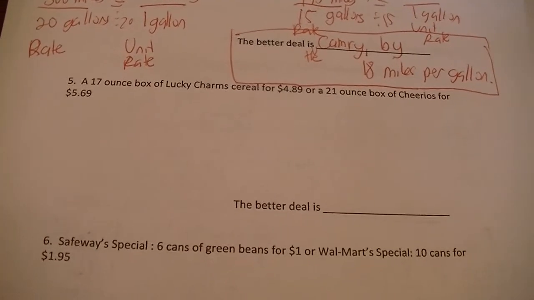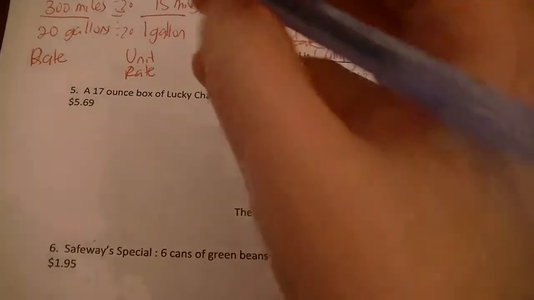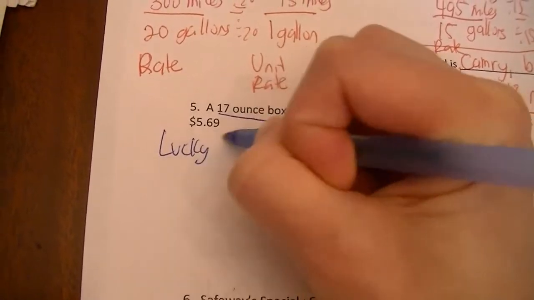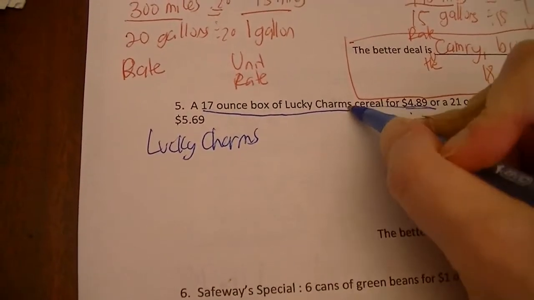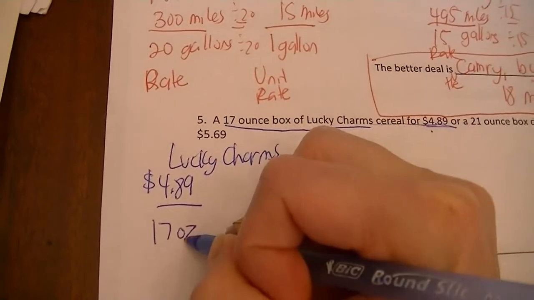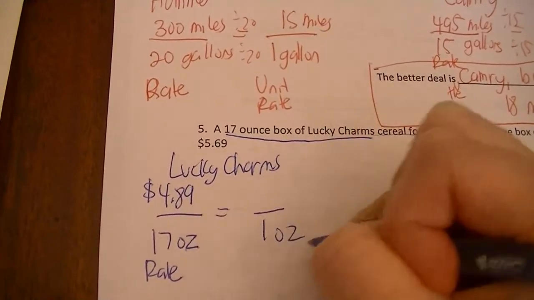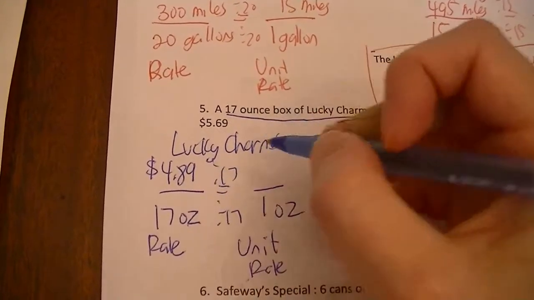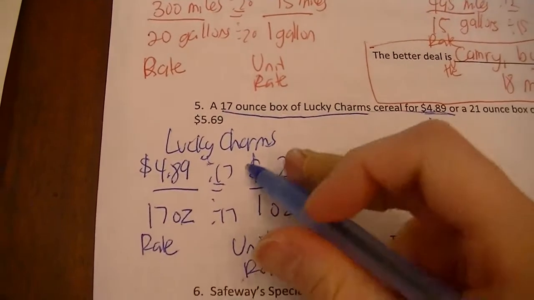We've got a 17-ounce box of Lucky Charms cereal for $4.89 or a 21-ounce box of Cheerios for $5.69. Okay, so set this up. Lucky Charms costs $4.89 for 17 ounces. That abbreviation is for ounces. And that is the rate, and then we must find the unit rate. 17 divided by what number gives you 1? 17. $4.89 divided by 17, and you have to do some rounding here to the nearest hundredth. You should get 29 cents per ounce of Lucky Charms.